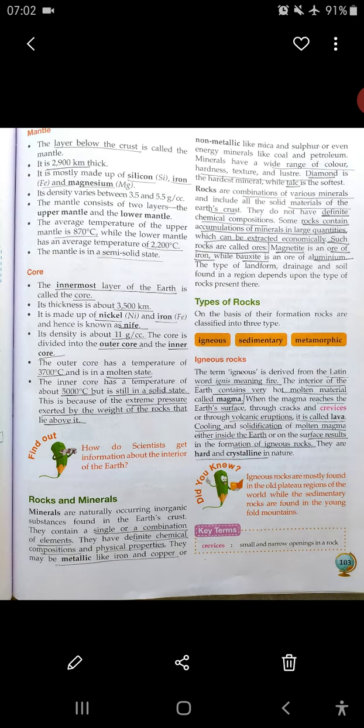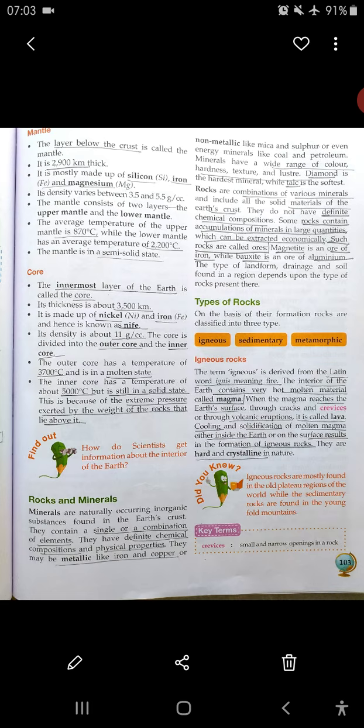So they are made up of a definite chemical composition and physical properties. Whatever elements are found in minerals, they have their own physical properties and chemical composition. They may be metallic like iron and copper, or non-metallic like mica and sulfur. Energy materials like coal and petroleum. Minerals have a wide range of color, hardness, texture, and luster.